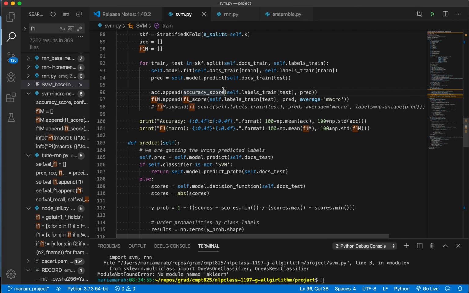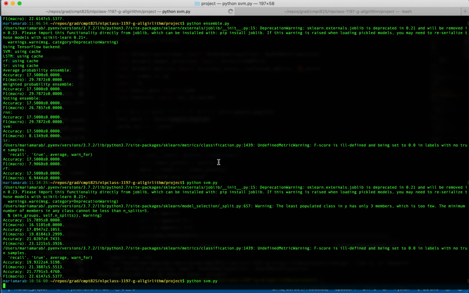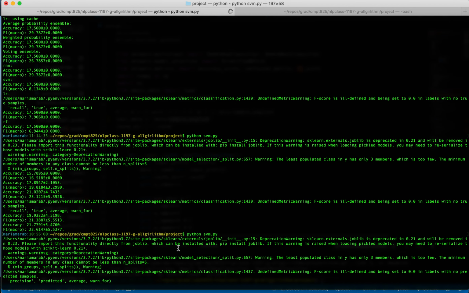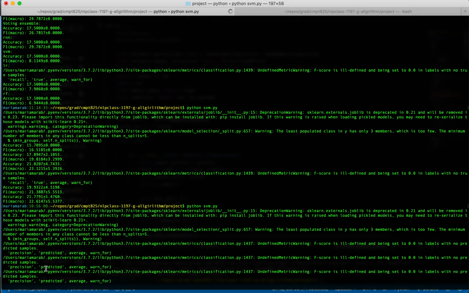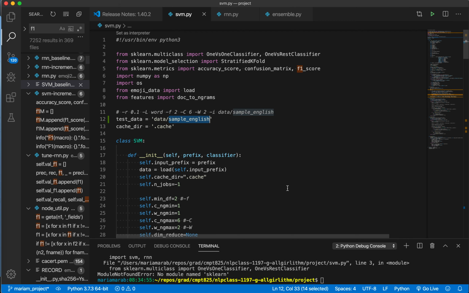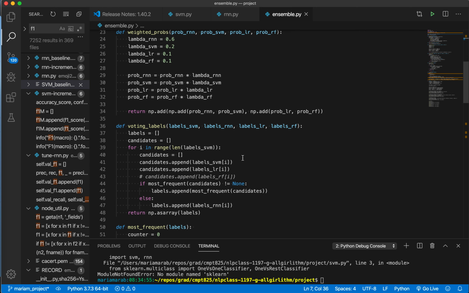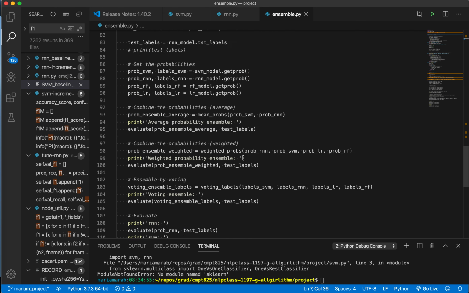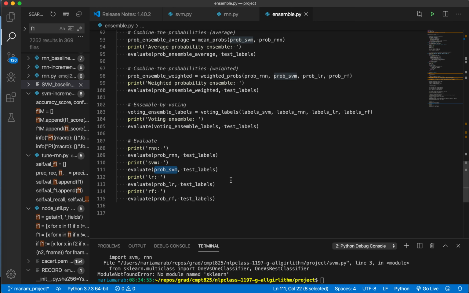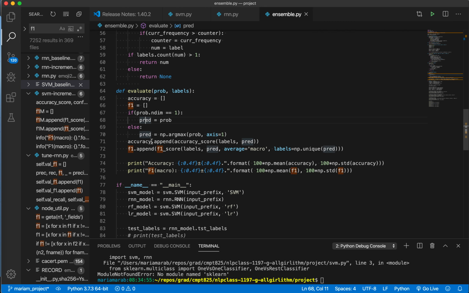So I'll run the SVM code on sample_English, and these are the scores I get. So we get 9.6, right? And then I take those probability vectors from getproba over here, and I use them against the test labels. What this function basically does is evaluate them. So it gets the argmax and then compares them against the labels that we have for the test set.